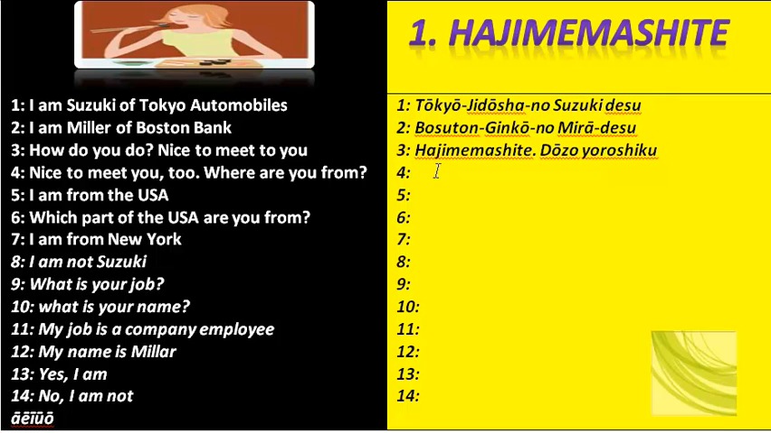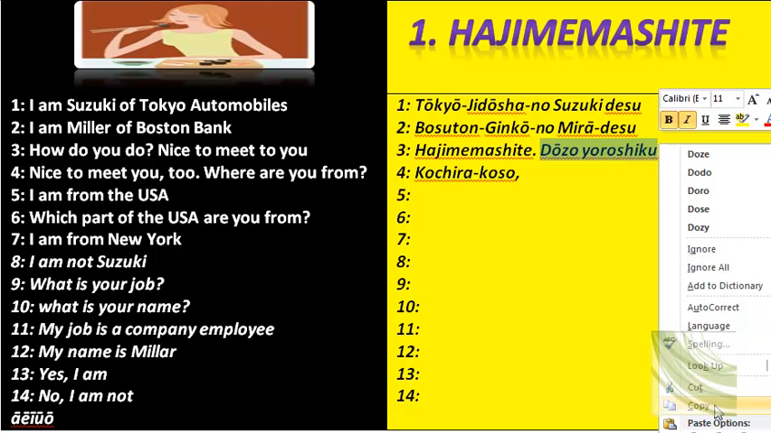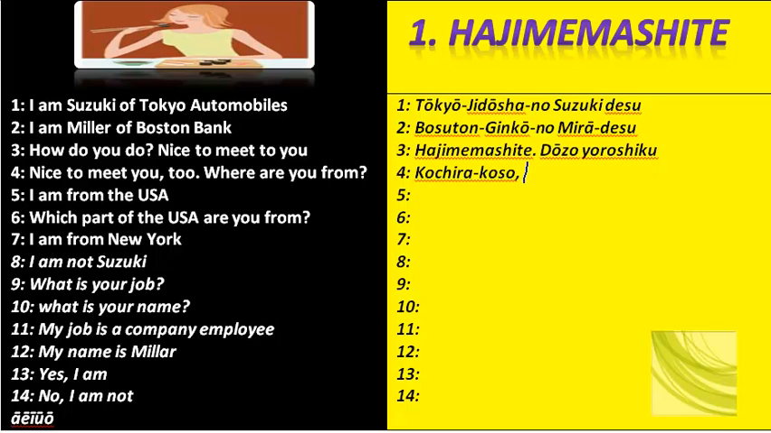Okay, so, likewise, pardon me, so nice to meet you too. So, you're going to have kochira koso. So, kochira koso. Okay, and then dozo yoroshiku as a response, meaning nice to meet you too. Likewise, literally means. So, we have that. Here we go. Just to tidy up, let's have a smaller D. Capital letter. Okay, and then the question, before I go and delete everything, is where are you from?